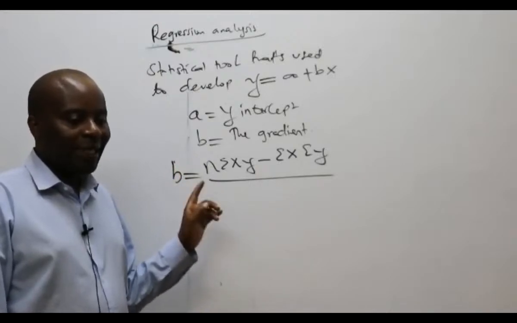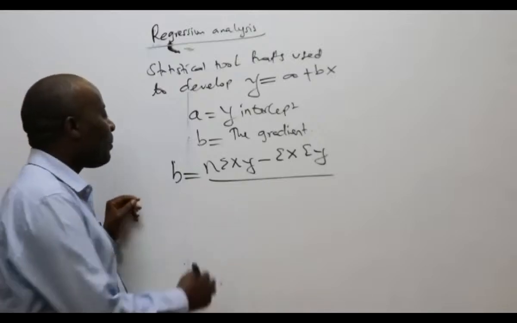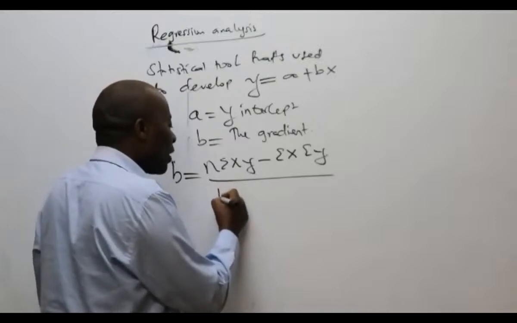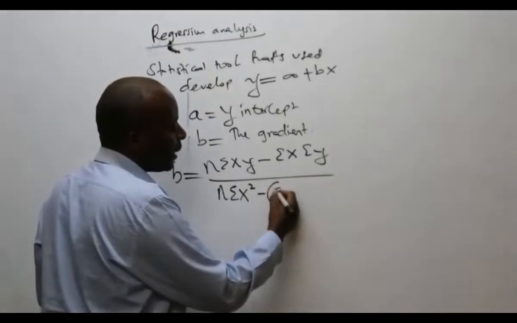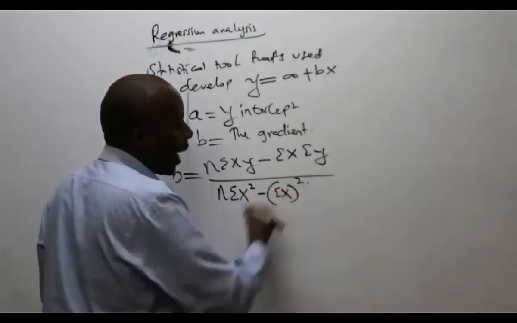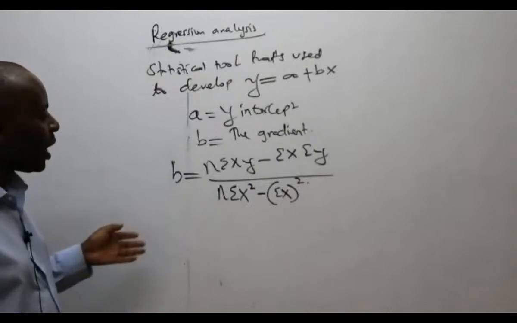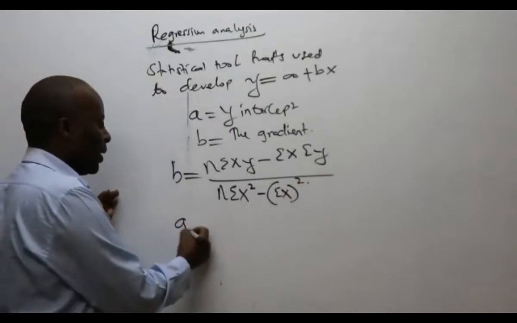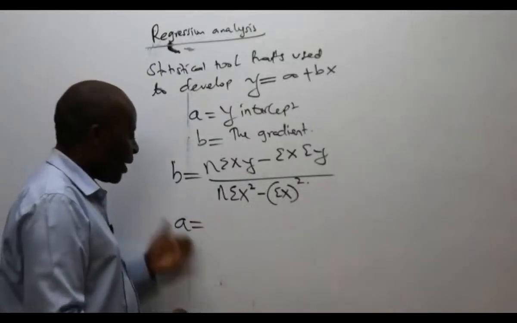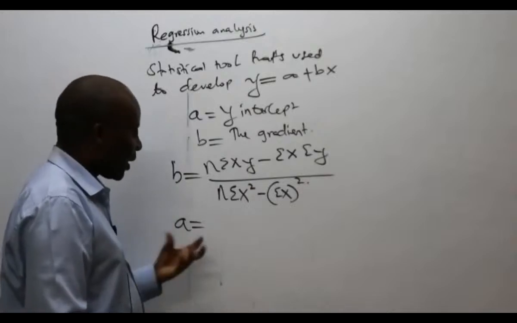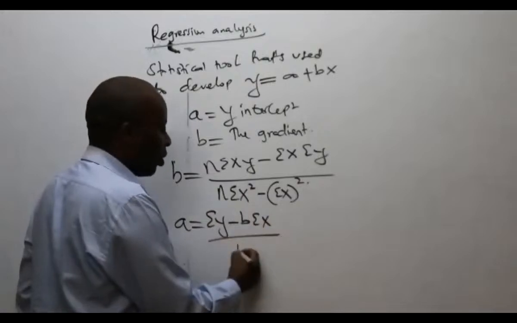How about, in this case here, the denominator? You can see what Mr. Amaya is saying. Amaya says that to get the denominator here, we shall be taking n summations of x squared minus, into bracket, summation of x squared. So this is very important for us. To help you very quickly here, to get A, which is the intercept, we normally take summation of y minus b summation of x all over n.